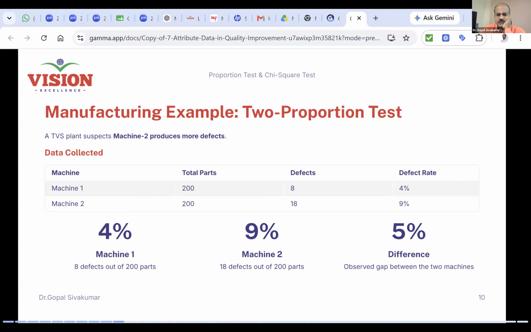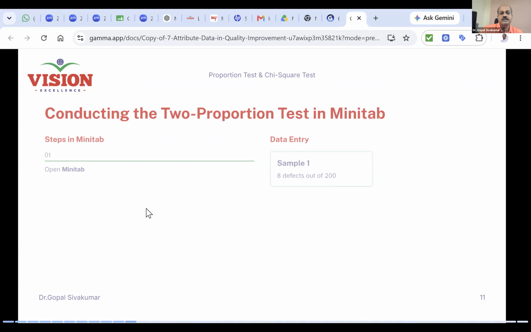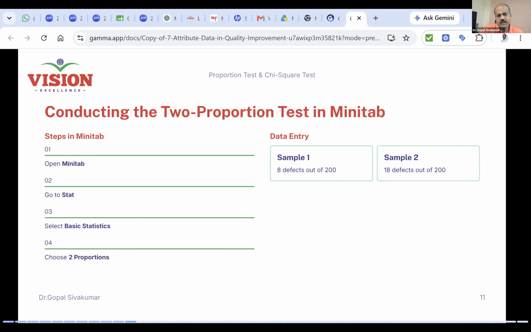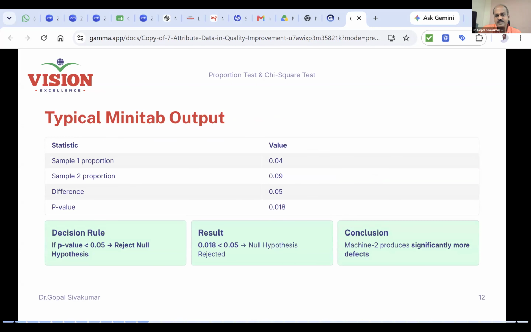Now you look at this slide. Now what do you understand? The same problem. Machine 1, machine 2, 8 out of 200 rejected and 18 out of 200 rejected. Now there is 4% rejection in machine 1. There is 9% rejection in machine 2. And a 5% difference in the rejection rate is a significant difference. So we can't say both machines produce the same defect levels. This is the Minitab route I followed: Basic Stat, Two Proportions, and then summary is entered. I got the result. This is the output we got from Minitab.